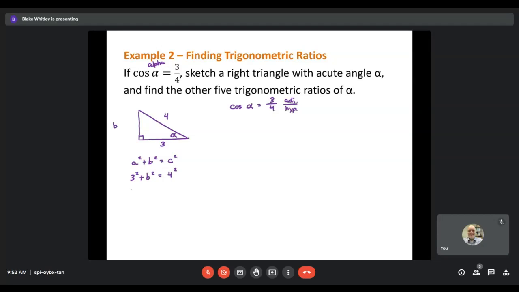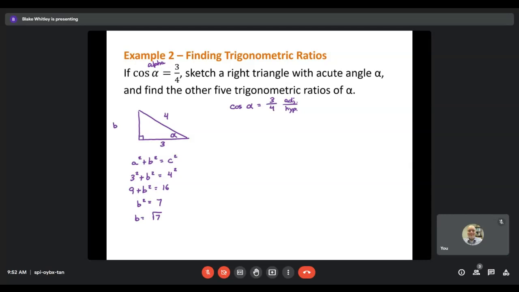Now 3 squared is 9. We're looking for b, and 4 squared should give us 16. So now to solve this, I'm just going to subtract 9 on both sides. That gives us b squared is equal to 7. And then to solve this, I'm going to take the square root of both sides. And so b is equal to the square root of 7.